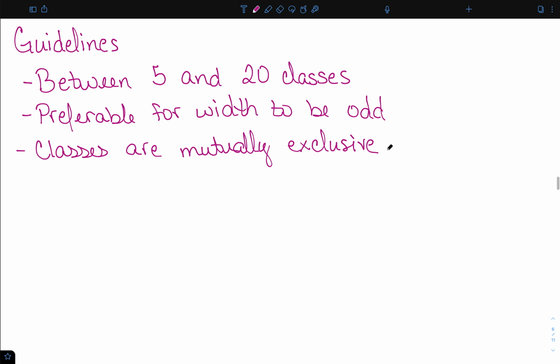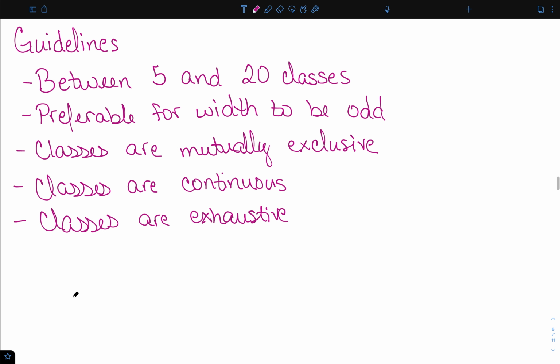Classes must be mutually exclusive. This means that there should be no overlap. It should be very clear which group each data value falls into. Classes are also continuous. This means there's no gaps in our classes. We want to go from 10 to 19 and 20 to 29, not from 10 to 19 and then 25 to 34.